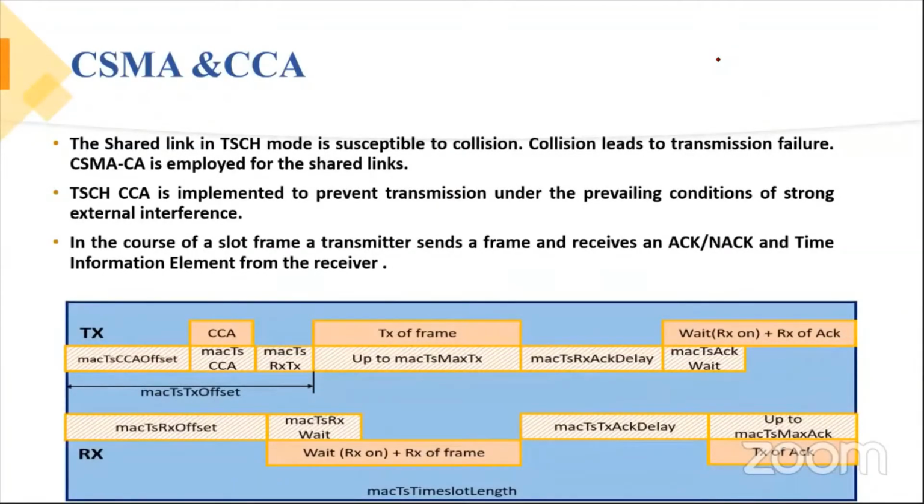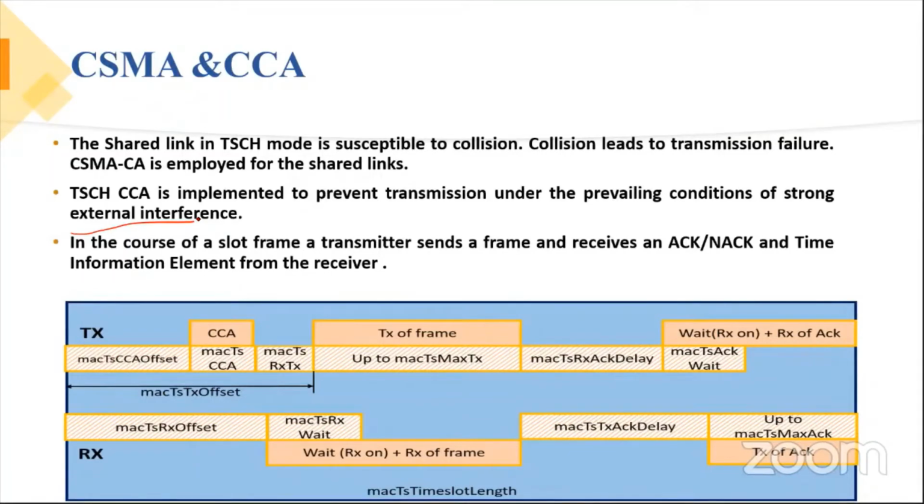Now let me show you one little thing about what actually happens with CSMA and CCA. This is a shared link in time synchronized channel hopping, which is a mode where it's susceptible to collision. Collision leads to transmission failure, you know all of that. CCA is implemented to prevent transmission during the prevailing conditions of strong external interference. I did talk to you about mode 0, mode 1, mode 2, and all that in the 15.4 world.